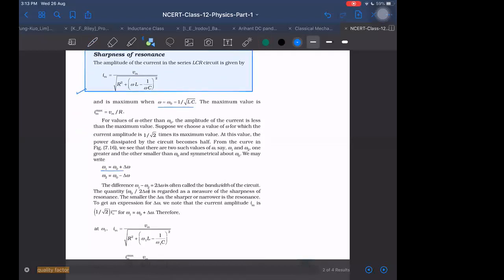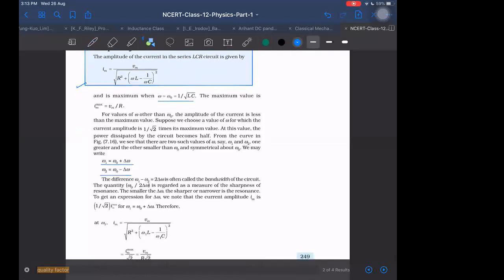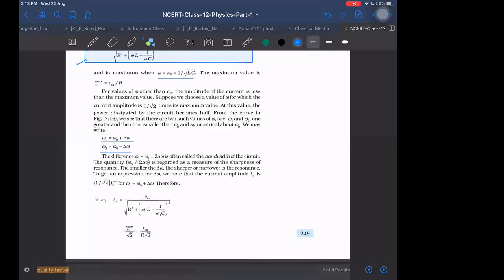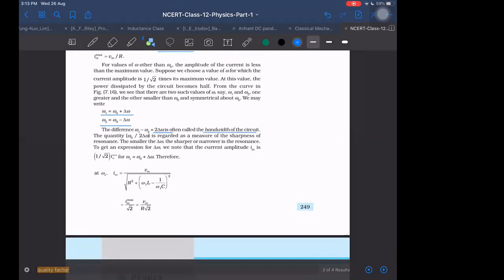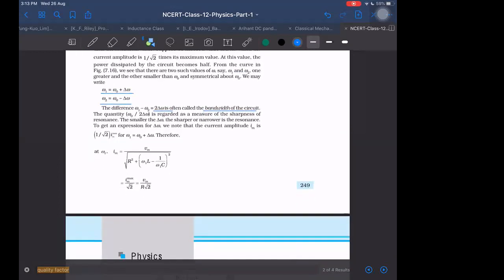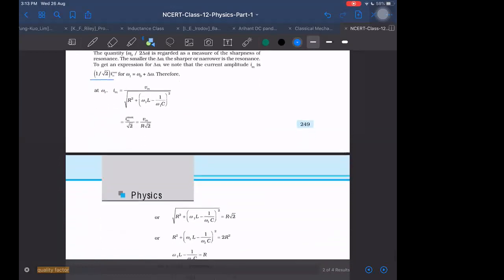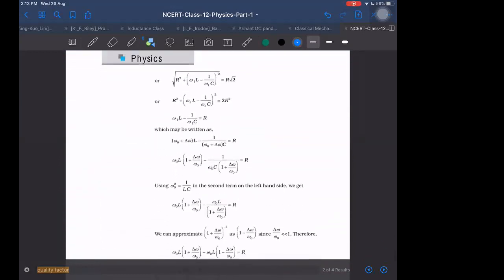Then omega 1 is omega naught plus delta omega, and omega 2 is omega naught minus delta omega, right? Then bandwidth is defined as 2 into delta omega, which is omega 2 minus omega 1. This we call the bandwidth of the circuit. I told you already. And in this bandwidth, they are saying the current becomes 1 by root 2 times. Same thing only, everything is the same. I did nothing wrong here, everything is right.